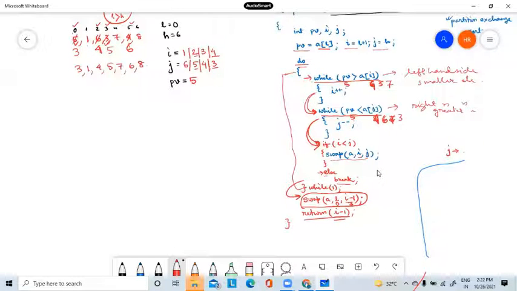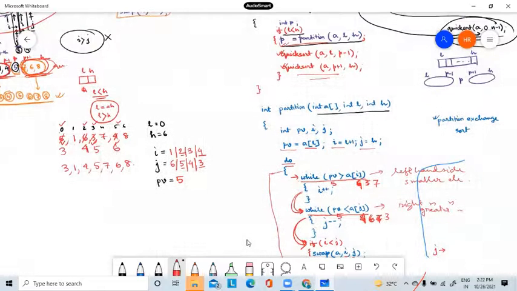What is I minus 1? I is 4, so I minus 1 is 3. So 3 is returned to this function. Now what is the value of P? Now P becomes 3. So now it will call two different quick sort functions.